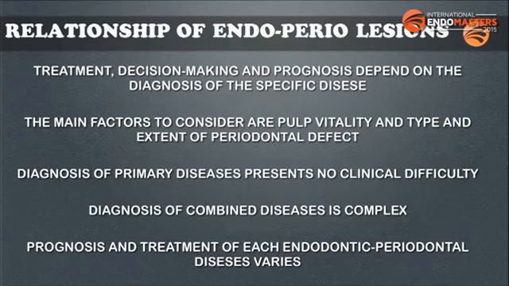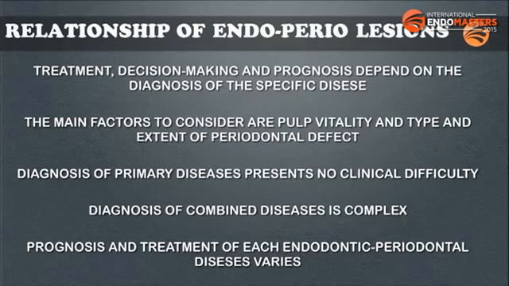Diagnosis of primary endodontic disease and primary periodontal disease usually presents no clinical difficulty. In primary endodontic disease, the pulp is infected and not vital. In primary periodontal disease, the pulp is vital and responsive to testing. Primary endodontic disease with secondary periodontal involvement, primary periodontal disease with secondary endodontic involvement, and true combined diseases are clinically and radiographically very dissimilar.